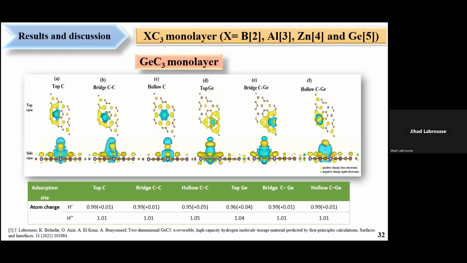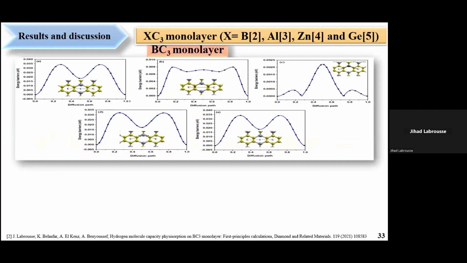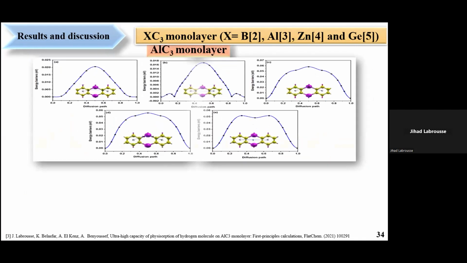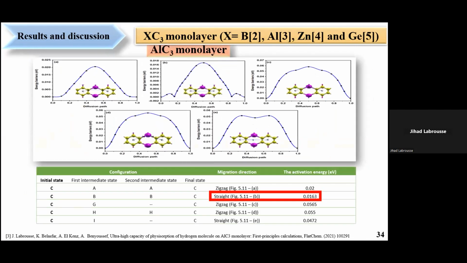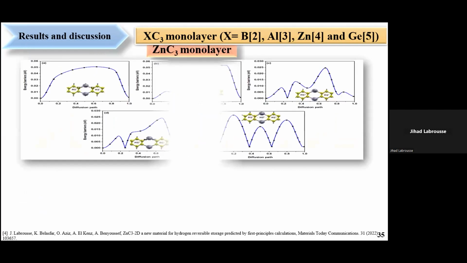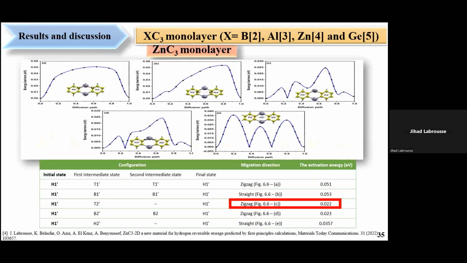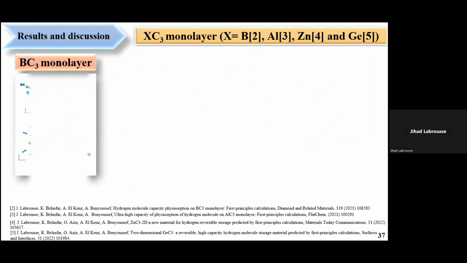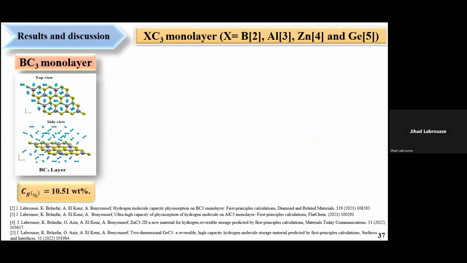We also calculated the diffusion path of this molecule on the surface, and we found that for all the materials, the hydrogen molecule can move easily on the surface owing to the low activation energy. We increased the number of hydrogen molecules on the cell, and we found that the BC3 monolayer can absorb 11 hydrogen molecules with a gravimetric capacity up to 10.51% by weight.